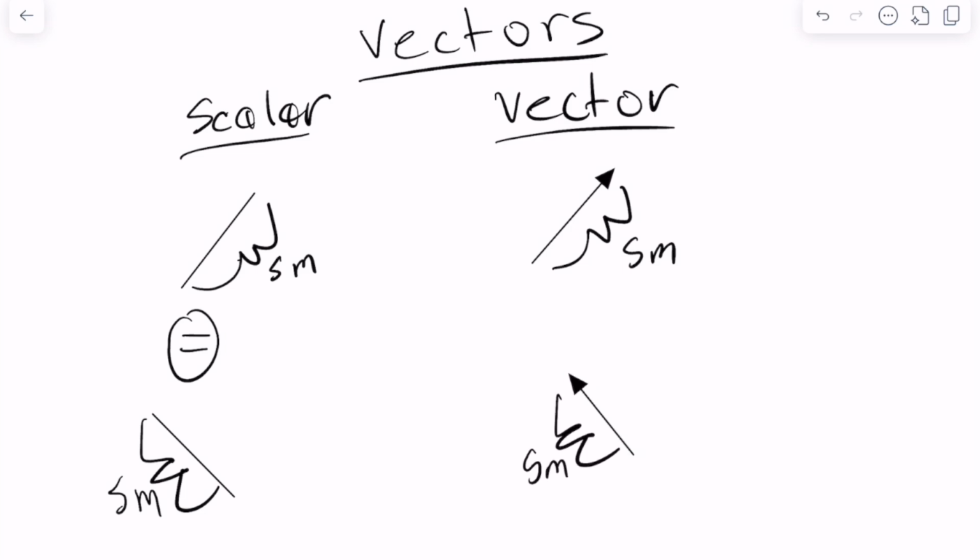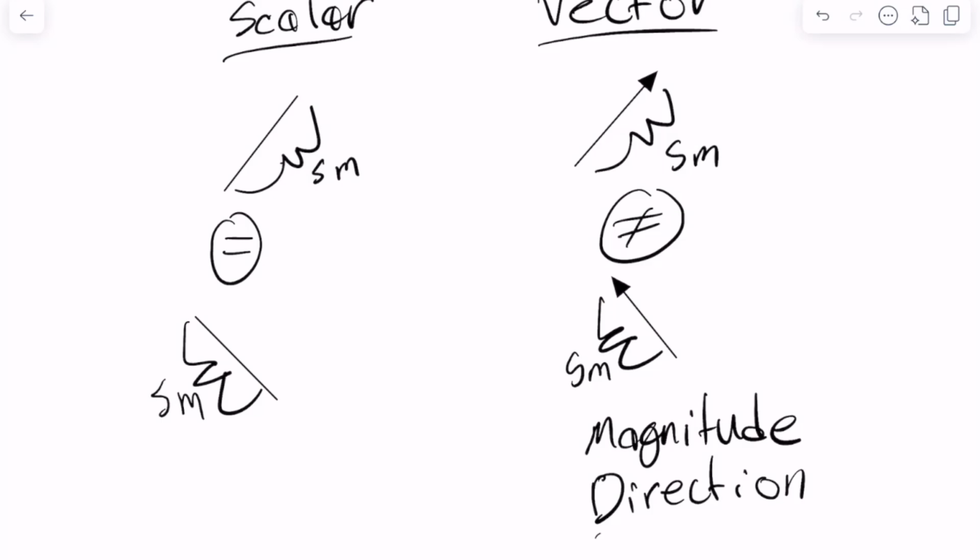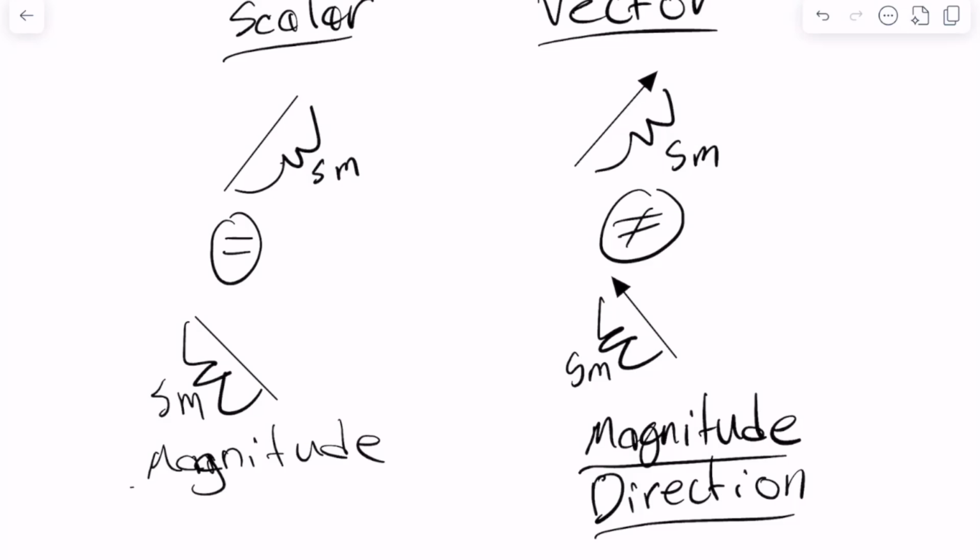okay, these are no longer equal because a vector cares about two things. It cares about the magnitude and the direction. On the other hand, a scalar only cares about the magnitude. The magnitude is like the distance. It's just a more proper name in mathematics. So that's the key difference between a vector and a scalar.